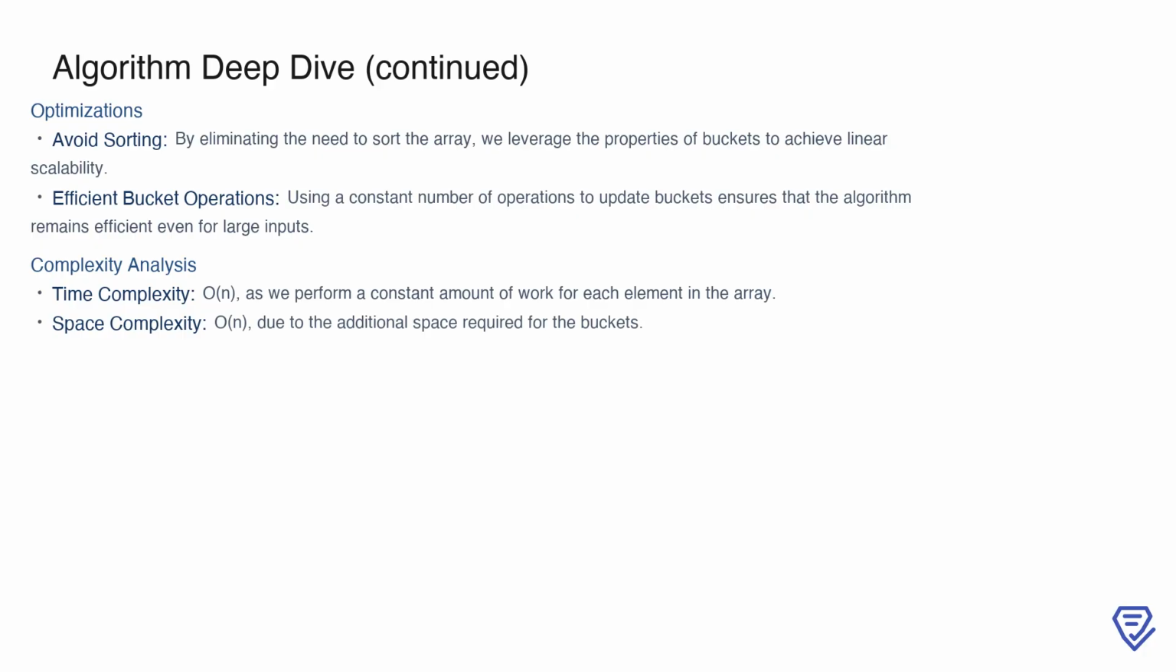In terms of complexity, the time complexity is O(n), because we perform a fixed amount of work for each element in the array. The space complexity is also O(n), due to the additional storage required for the buckets. These optimizations make the algorithm both practical and scalable, especially for scenarios where sorting the array is computationally expensive. By focusing on minimizing the number of operations and ensuring that the bucket size is chosen optimally, the algorithm achieves a perfect balance of efficiency and correctness.